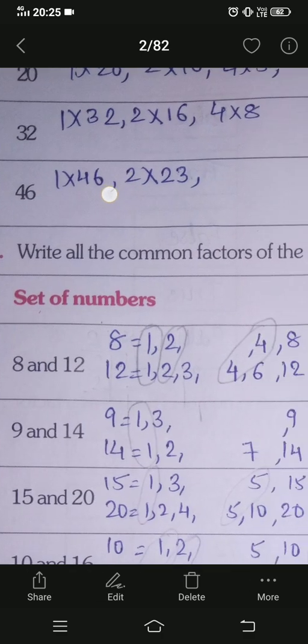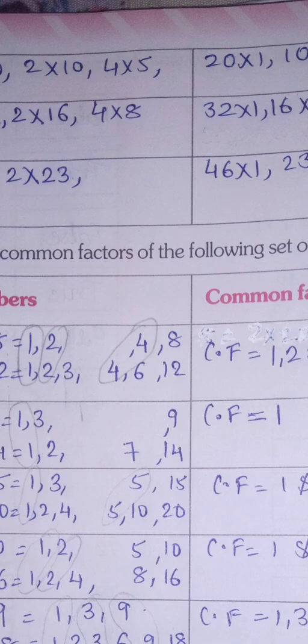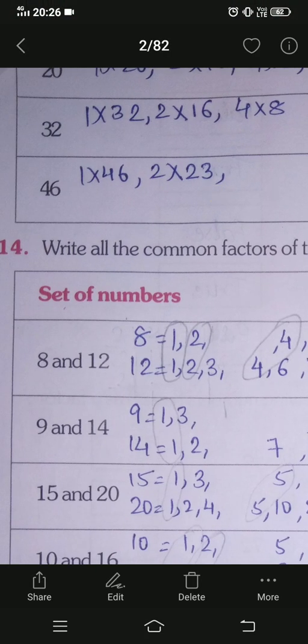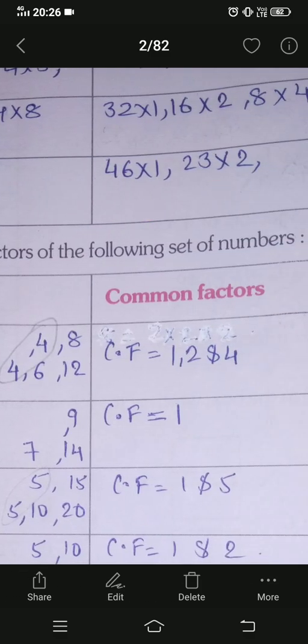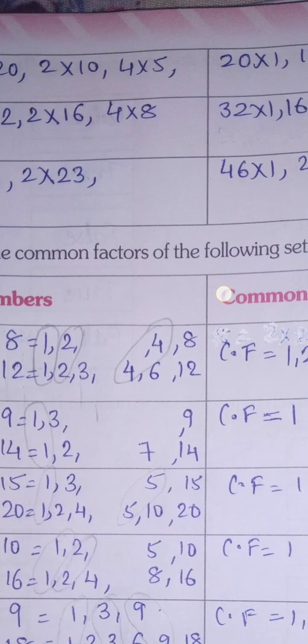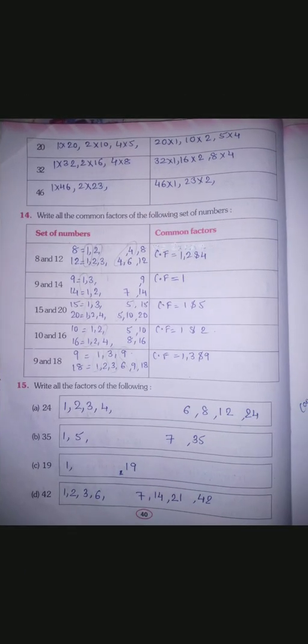I'll explain the last question also. The 46th one, the number 46. The number 46 comes in 1 into 46 and then 46 into 1 is 46. Next is 2 into 23 is 46, okay, 23 into 2 is 46. So like that you have to solve it. I've written here different groups. You just need to check by which numbers you multiply to get the answer of the given question.